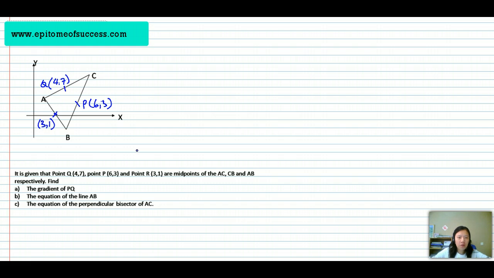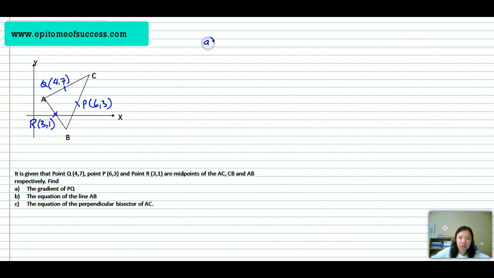Now please take note that diagrams are not to scale. It's always not to scale, especially this kind of diagram. In chapter 6, chapter 8, all the diagrams are not to scale, so you must read based on the question. So this is point R. Now part (a): find the gradient of PQ. That's really easy because you have both the coordinates of points P and Q, so straight away you can find it.